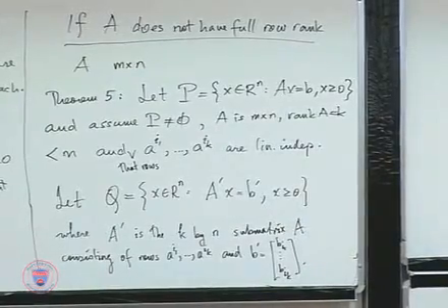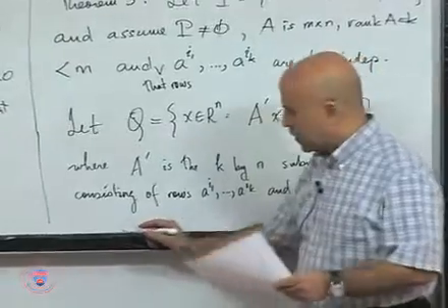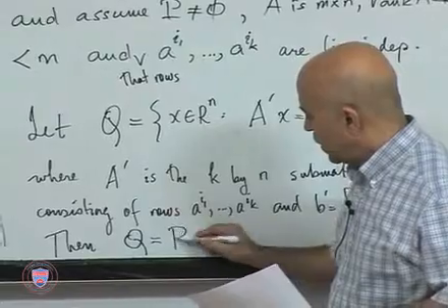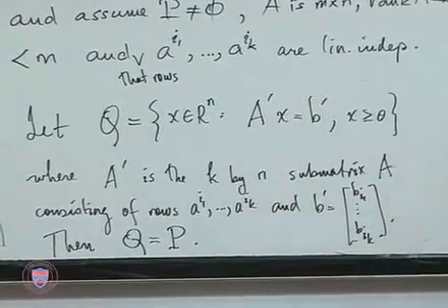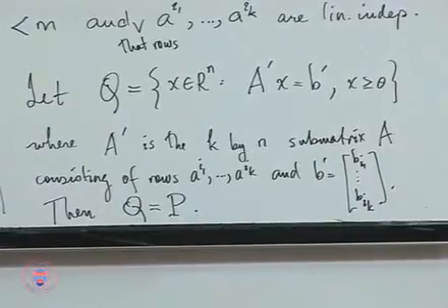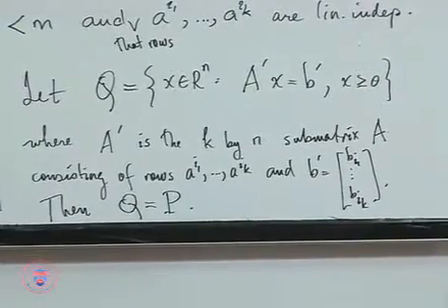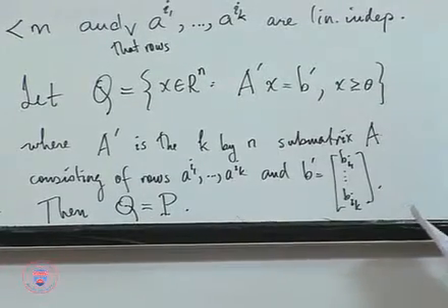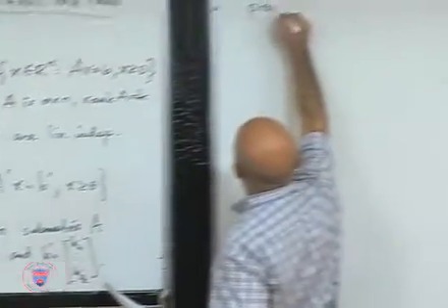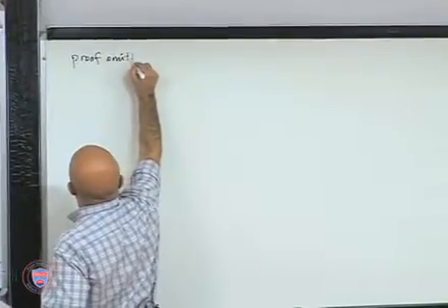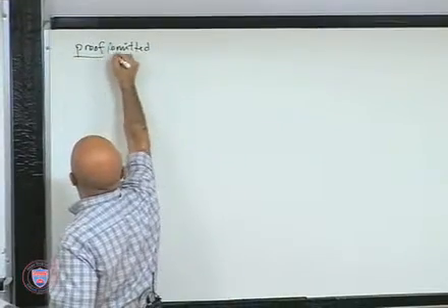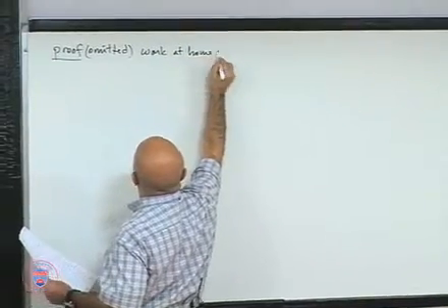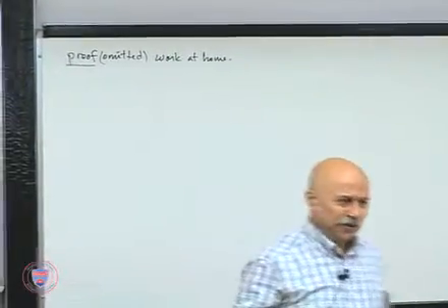So the claim is Q is the same polyhedral set as P. Proof omitted. Work on it at home, if you wish.